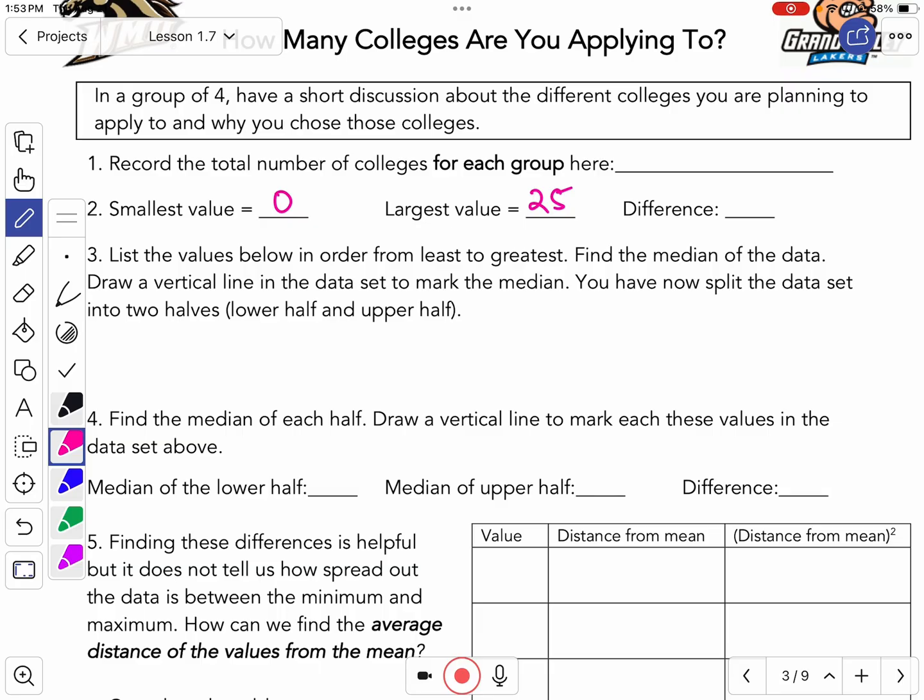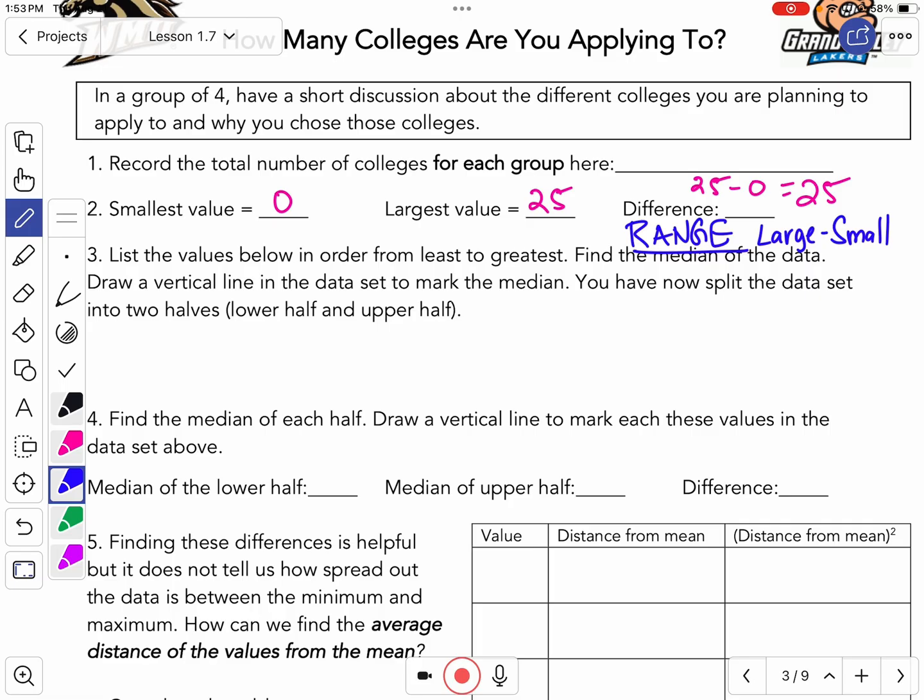What would be the difference between those two? 25 minus 0 would be 25. When you take the smallest value and the largest value and you subtract them, that's the range. And that's one of the things that I had you do the other day. If we take the largest minus the smallest data point that we have, that's always going to be your range. That's an important definition that you're going to need. Range is large minus small.